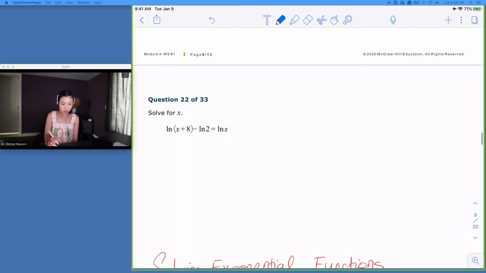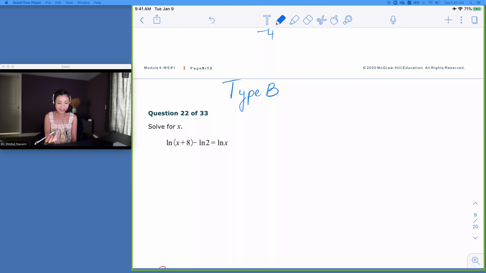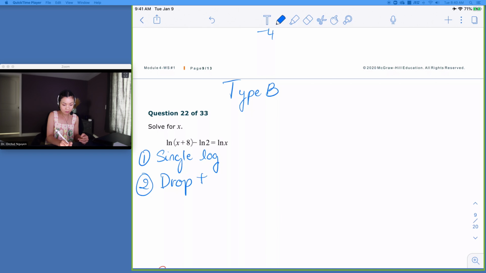22. So you see that we have ln everywhere, right? So this is type B. Now for type B, once again, because you have log everywhere, you don't have to move log to one side. So all you need to do, step 1, is combine it into one single log. And then when you have one single log, you have log of something equals log of something, and they have the same base, you can just drop the log. And then step 3, you solve for x.